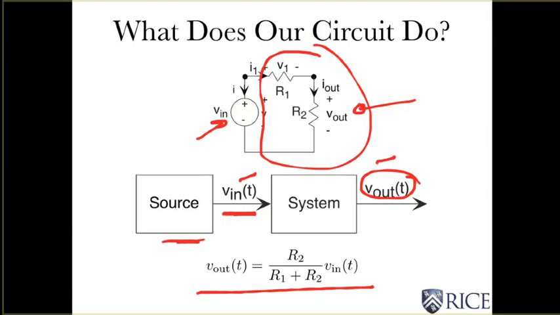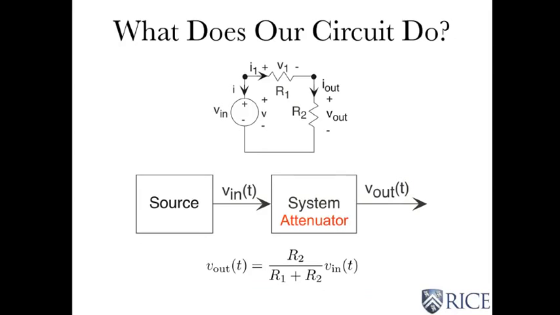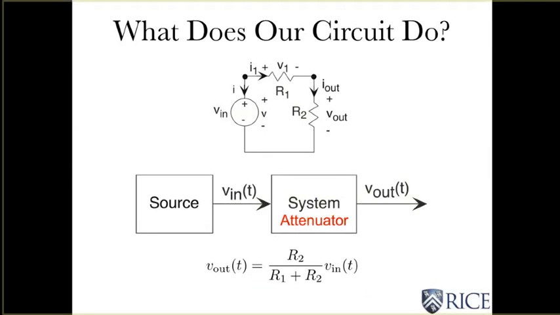It serves as a kind of amplifier. The gain of our amplifier is simply R2 divided by R1 plus R2. And because our gain has to be less than 1, resistors are always positive valued, it turns out we have an attenuator. And so what our little system, our circuit does in terms of system theory is that it serves as an attenuator. It makes voltages smaller.